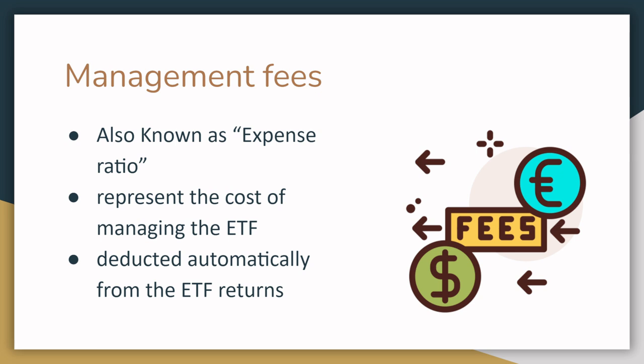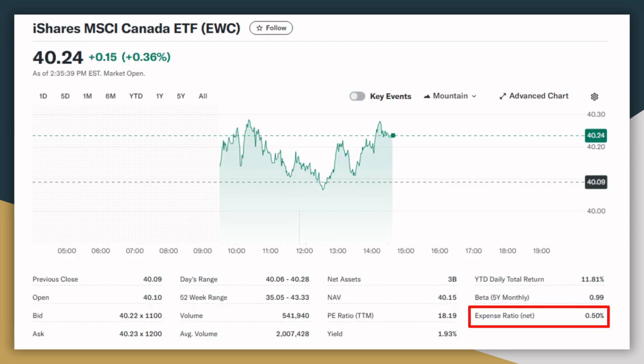You can see what is the management fee of a certain ETF on Yahoo Finance when you search the ETF ticker, or you can go directly to the ETF's website. For example, this ETF that follows the top Canadian stocks has an expense ratio of 0.5%.